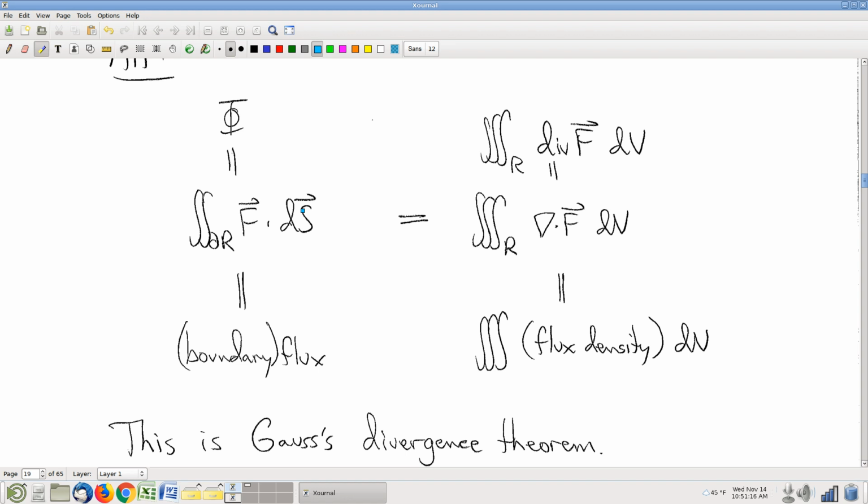Now people will sometimes say flux through a solid. That's another kind of terminological slang, right? When you say flux through a solid, they mean the boundary of the solid, of course. That's the only thing that makes sense. So same exact thing. Is that cool? Does that make sense?